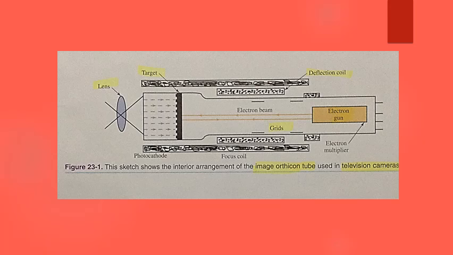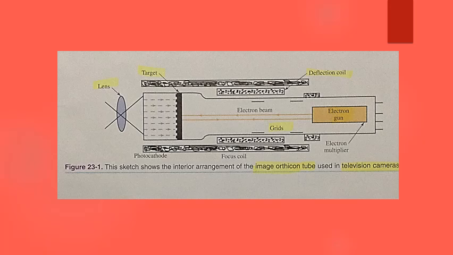The target plate operates at a high positive potential. The electrons from the cathode are attracted to the target. The target is made of low resistance glass and has a transparency effect. The electron image appears on both sides of the target plate. At the right in figure 23-1 is an electron gun, which produces a stream of electrons.